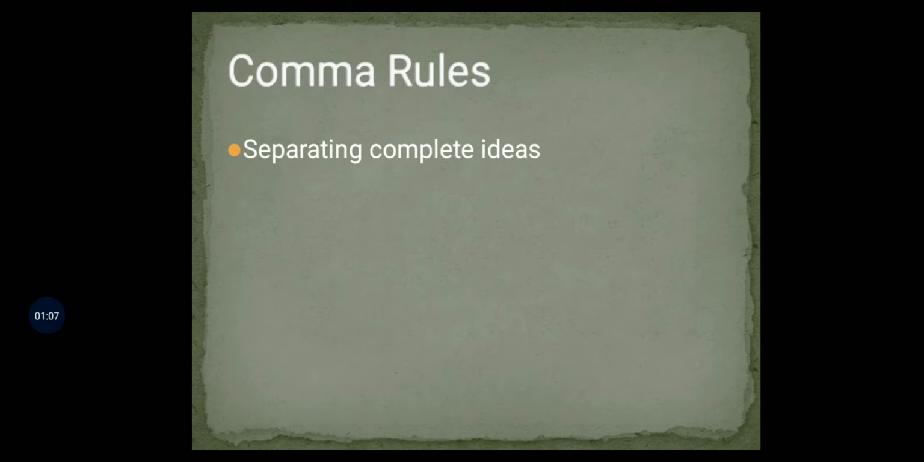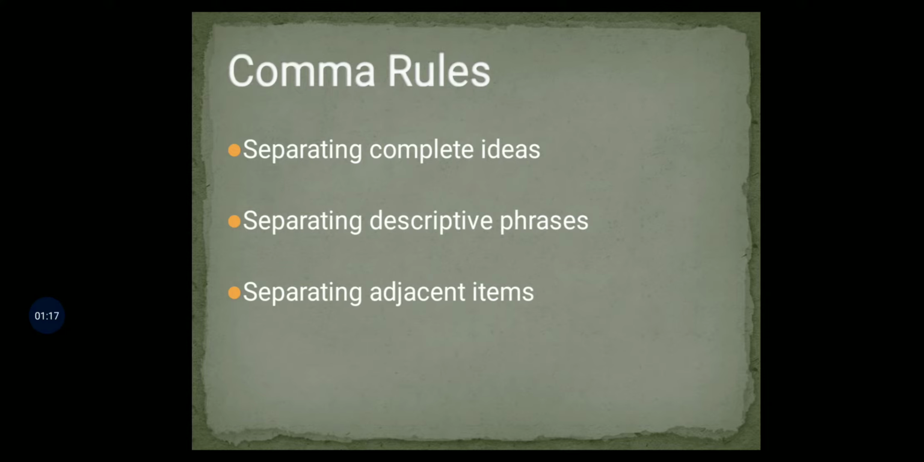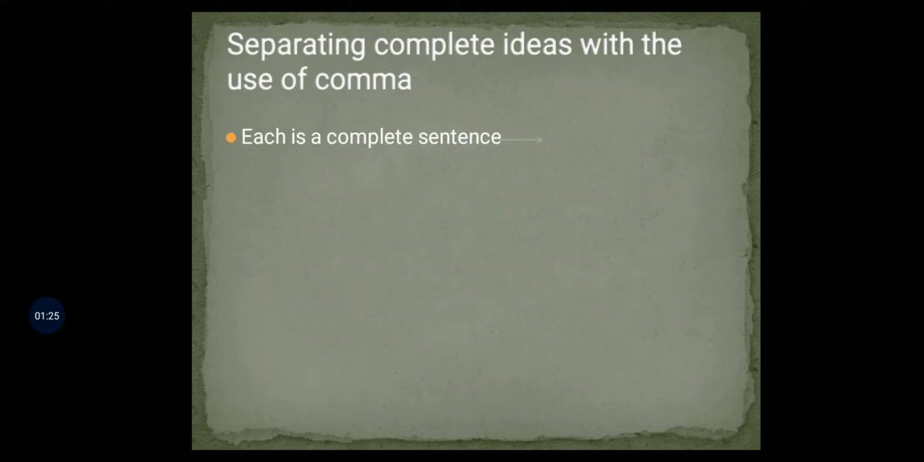So the first rule is separating complete ideas with the use of a comma. Next is the separation of descriptive phrases with commas. Next is adjacent items being separated through commas. And finally, we have transition words being separated with commas. So let's look at the first one, separating complete ideas with the use of a comma.